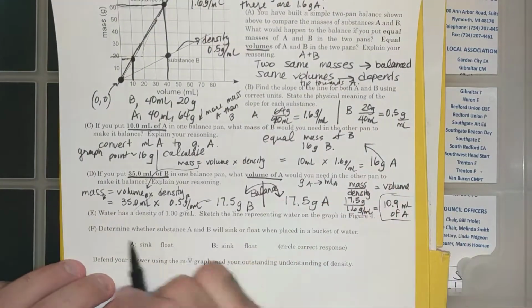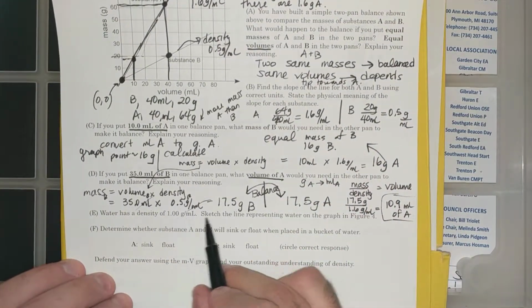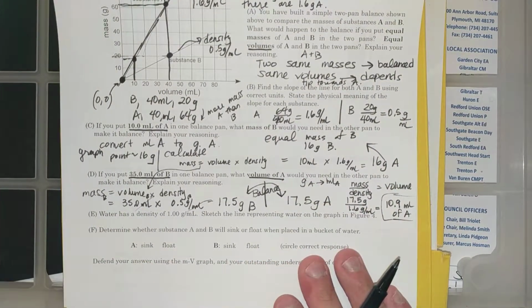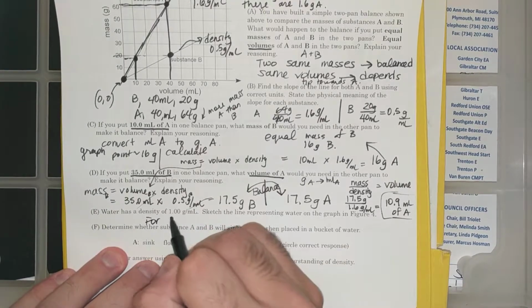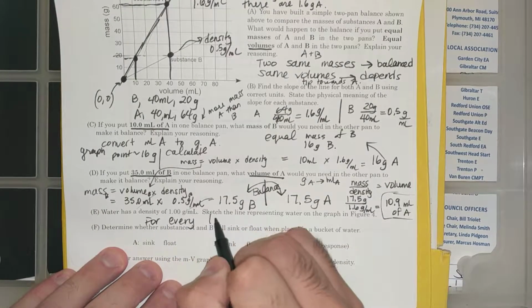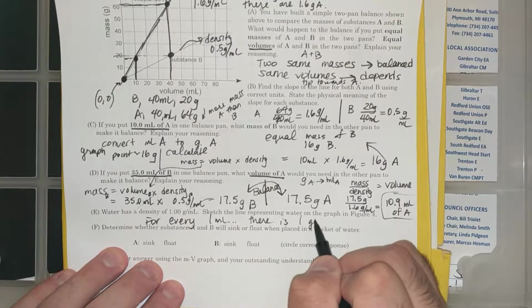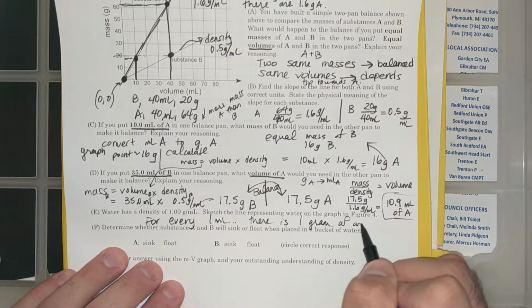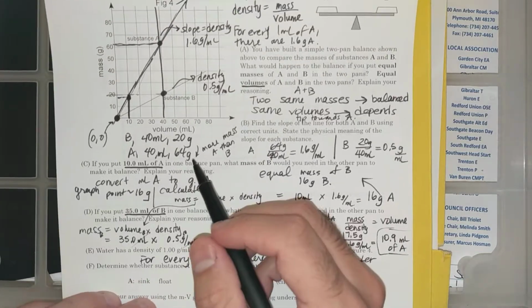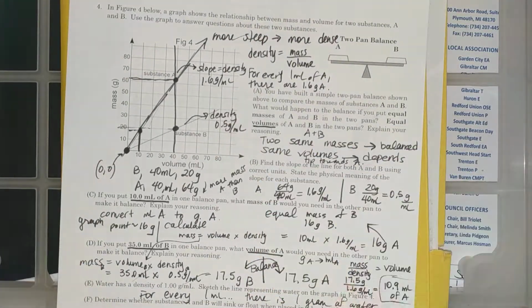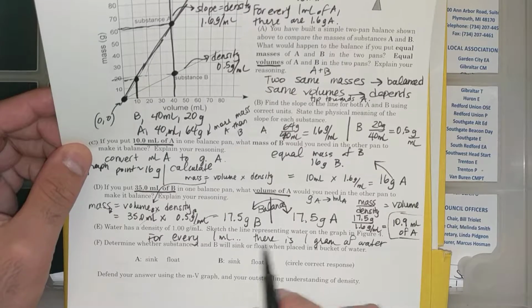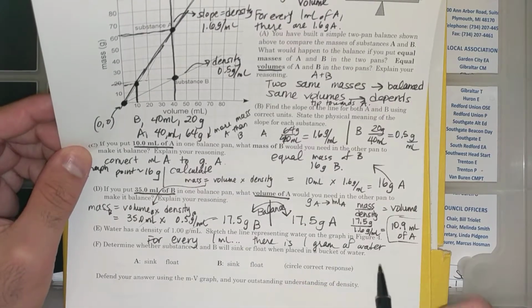And then for letter E, it says water has a density of 1 gram per milliliter. Sketch that line. That means for every 1 milliliter, there is 1 gram of water. Well, that means my mass is equal to my volume there. For every 1 milliliter, I have 1 gram. So if I have 10 milliliters, I have 10 grams. If I have 20 milliliters, I have 20 grams.